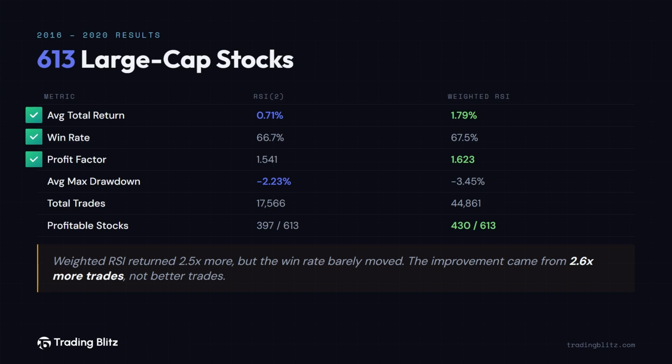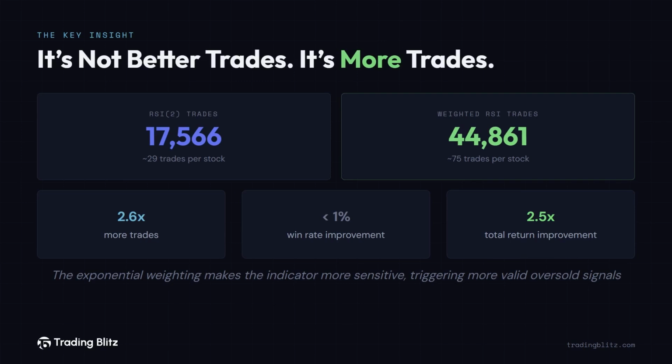So here's the question you might be asking yourself. If the win rate and the profit factor only improved modestly, how did the total return more than double? And the answer is trade frequency. The time-weighted RSI indicator generated 44,861 trades. That's more than 2.5 times the number of trades that the standard RSI produced.